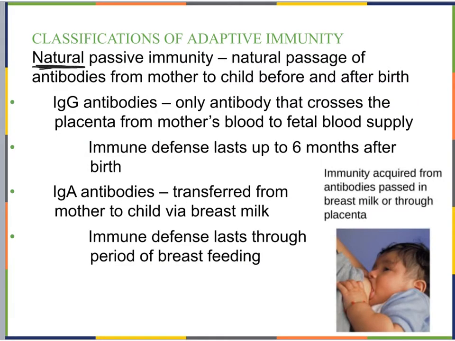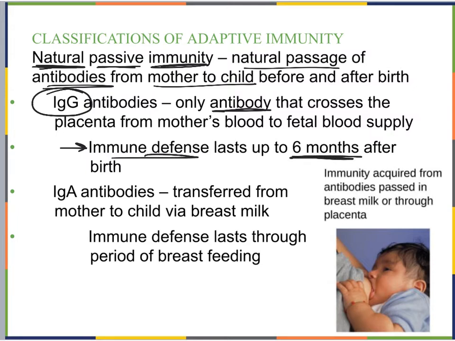Then we have our natural passive immunity. So this is our natural passage of antibodies from the mother to the child before and after birth. So again, we have our IgG antibodies. Remember that those are the only antibody that cross the placenta from the mother's blood to the fetal blood supply. This is very important because the mother is actively fighting something off, but the fetus that's growing is passively getting that immunity. Now, this immunity is going to last up to 6 months after birth.